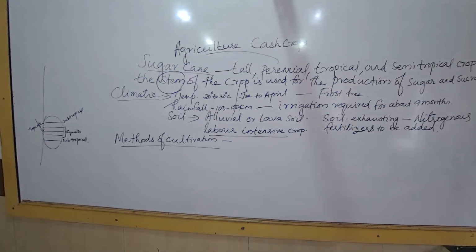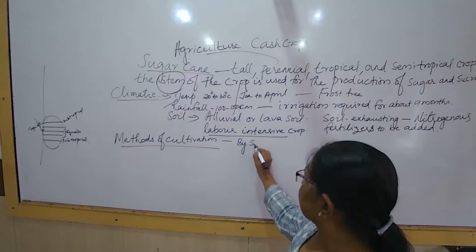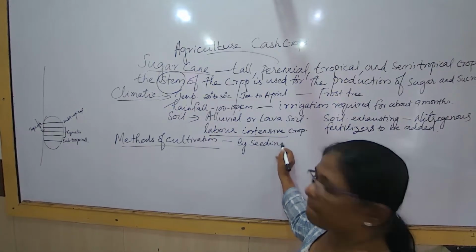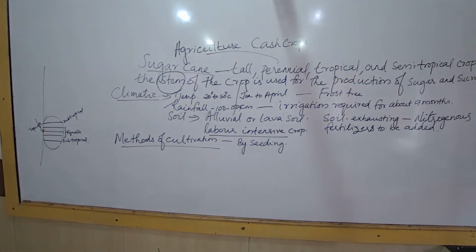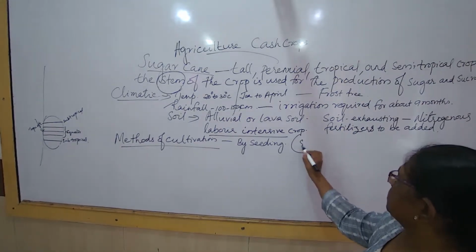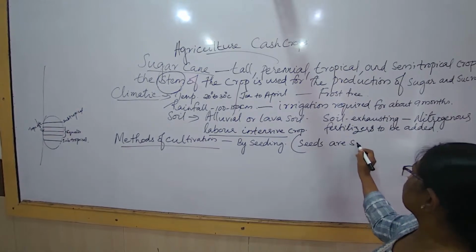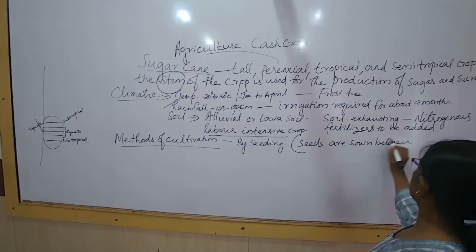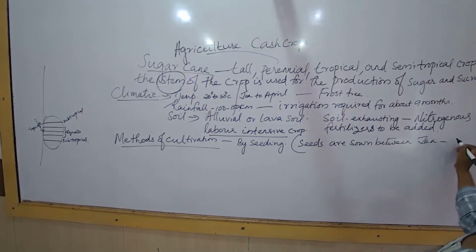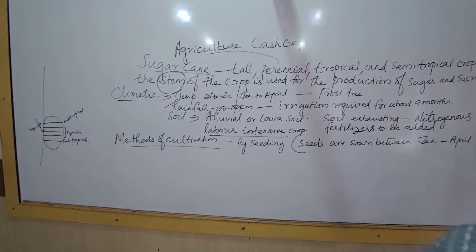What are the methods of cultivation? So one of the methods is by seeding. What is the method? Seeding. What is that? Seeds are sown between January and April. That is the first method.